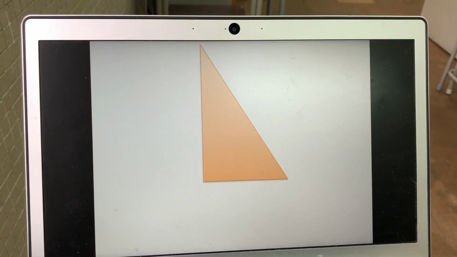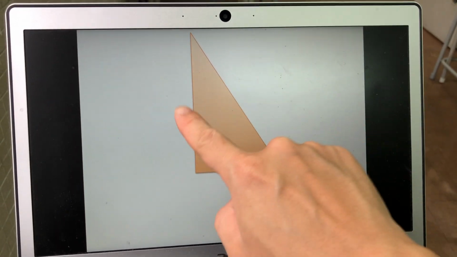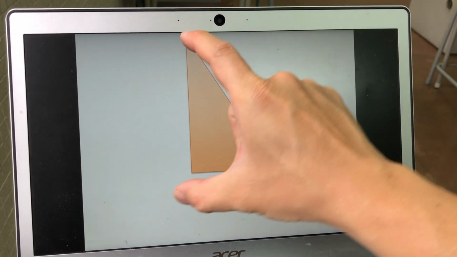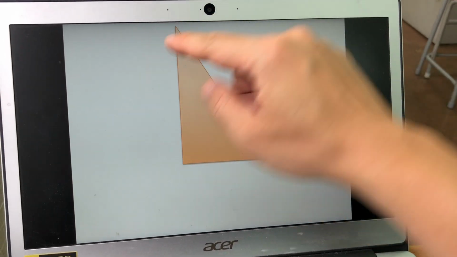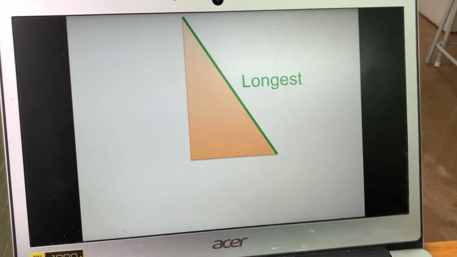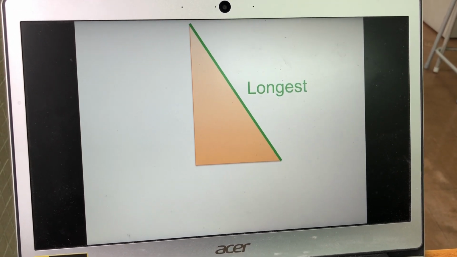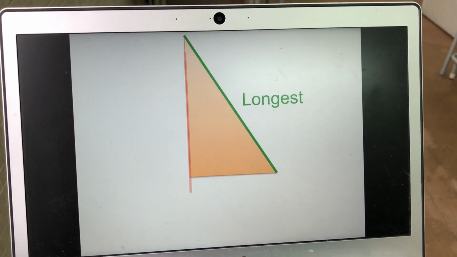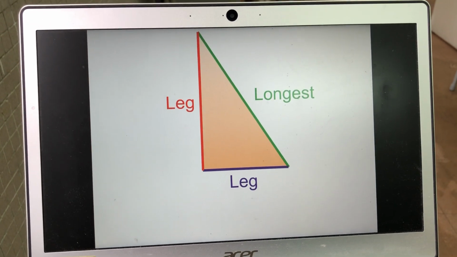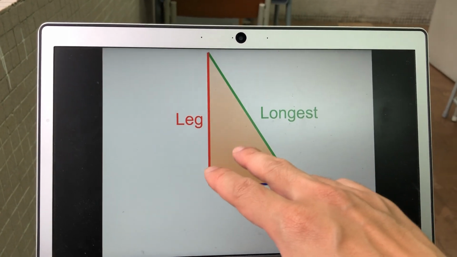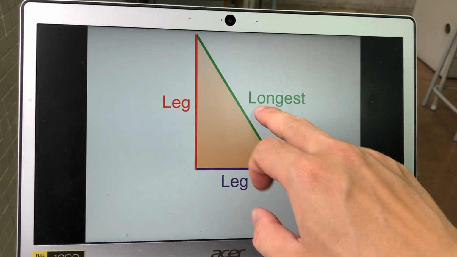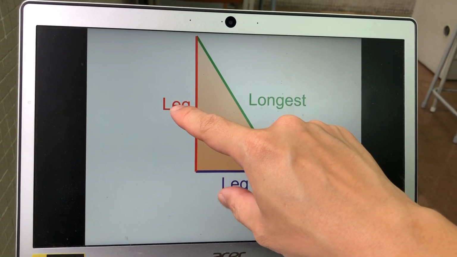For a triangle here, there are 3 sides. You will see that this one is longer than the rest of them. So this one is the longest one. The longest one, we call it the longest, okay? And then the other two, we can just simply call them legs. This is a leg, this is a leg, okay? So for a triangle, first of all, you should find the longest length first. And then the other two, you may just call them legs.